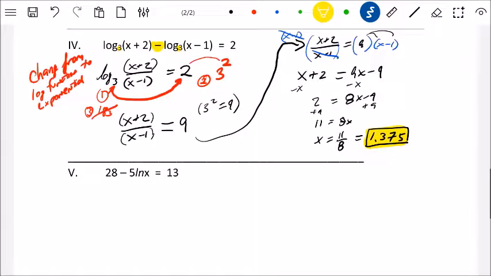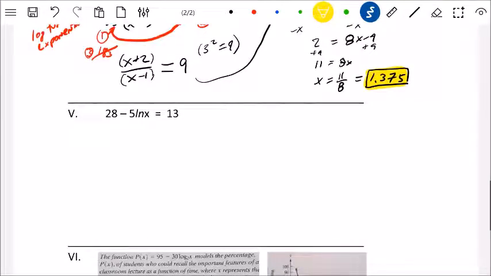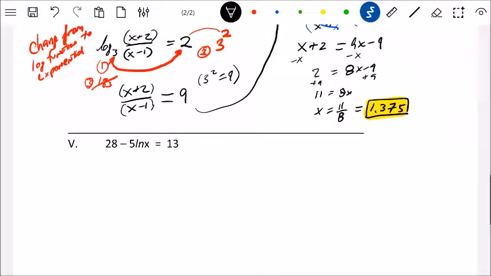So now, next, let's take a look at this one. Different technique with this one, because of using a natural log of x here.